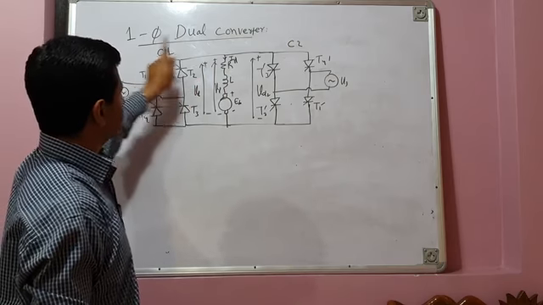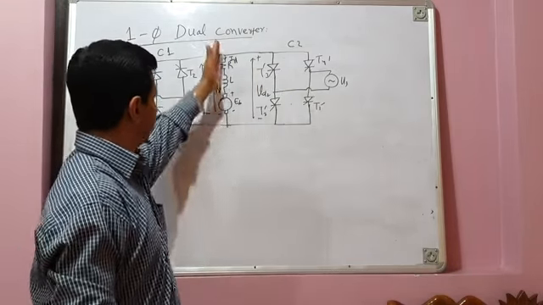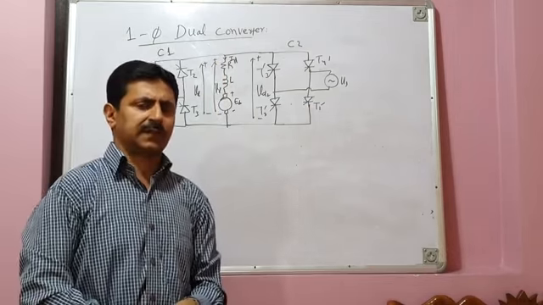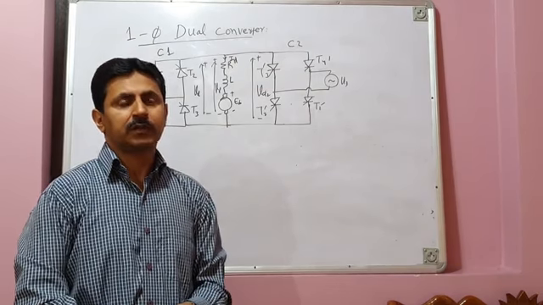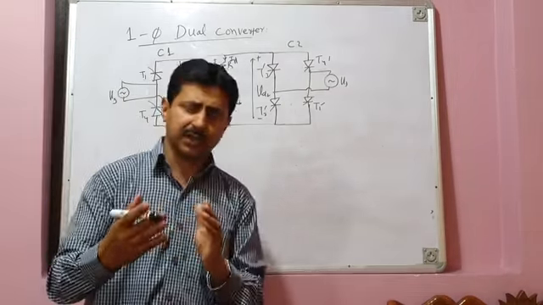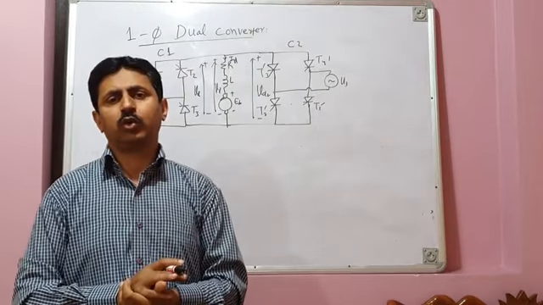One is this converter C1 and another is converter C2. They are connected back to back and the load is connected directly across them in this way. In this case our load is a DC motor again, and therefore you can run the machine in motoring mode or in generating mode.